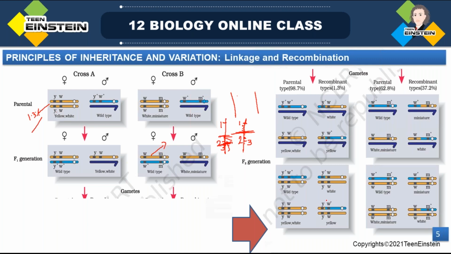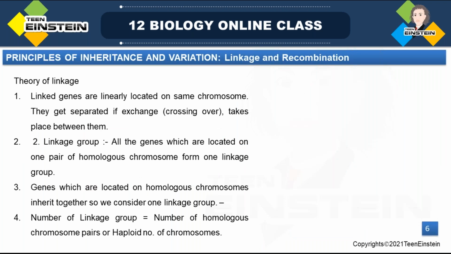But in the case of this wild type, here there are 37 recombinants, 37.2%, and parental type 62.8. For the genes that are near, where the distance is less, parental type is 98% and recombinants only 1.3%. But if the distance between genes is more, parental type will be lower: in this case, parental type was 62.8 and recombinants were 37.2. That means the percentage increases with more distance. So this distance is considered as the measurement for the frequency of recombination. Next, we need to talk about the theory of linkage.